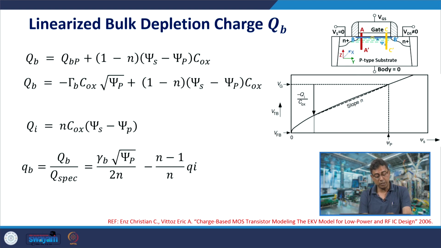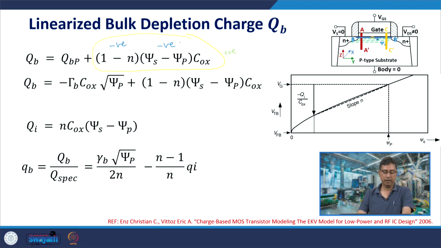The value of depletion charge for a given value of surface potential which is smaller than pinch off potential chi p would be the value of charge at pinch off potential chi p plus 1 minus n into delta chi, the change in surface potential. Now, you have changed it from pinch off surface potential to chi s. Now, chi s is smaller than chi p, so this is negative, n is larger than 1, so this is also negative. So, this is a positive quantity. This overall is a positive quantity.